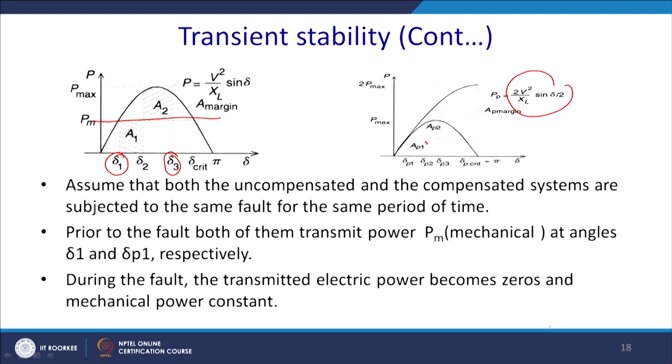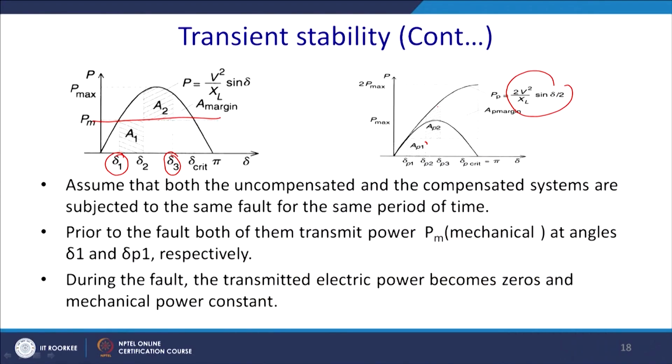So, it can go as high as delta critical, which previously was 180 degree minus delta 1, and here it should be equal to delta 1. Also the power handling capability is double. So, there is a huge decelerating area to bring the system down into a controllable zone. So, what can we conclude?